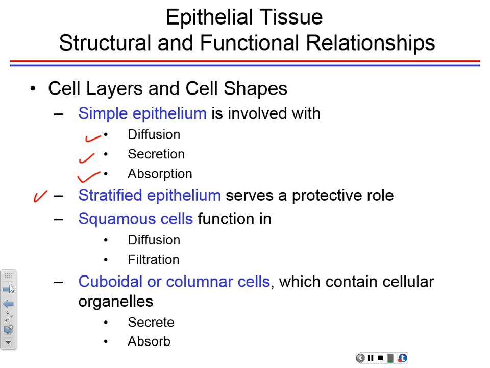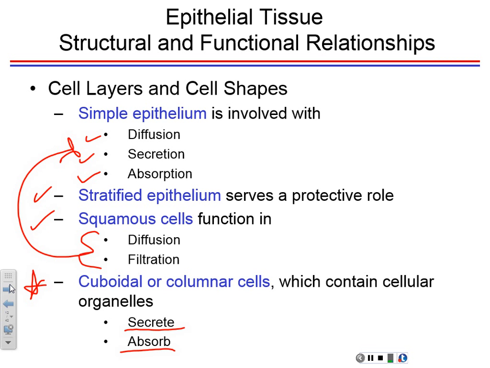So stratified, and then squamous, flat, will be filtration, diffusion, all right? And it's usually related to the simple. Usually if you're going to be doing filtration, you don't want multiple layers of cells. You just want the one, all right? And then cuboidal columnar, we're now talking production here, like we said. Secretion of something, producing some sort of secretions.